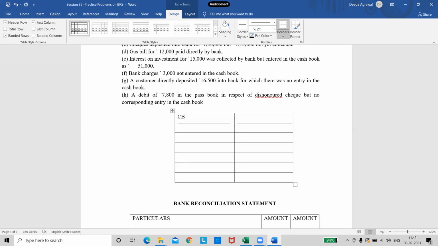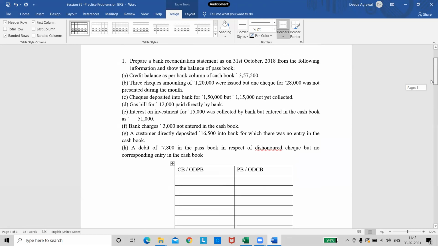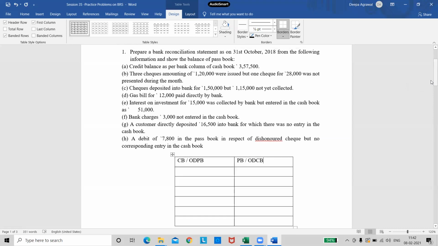So here I'm writing it as cash book OD as per passbook. And then in the next column, I'm writing passbook OD as per cash book. Right? So the working notes part, we will start first. So this is our question.